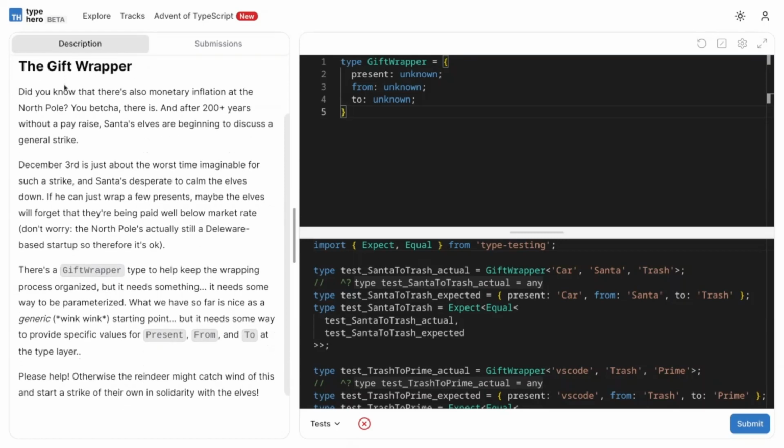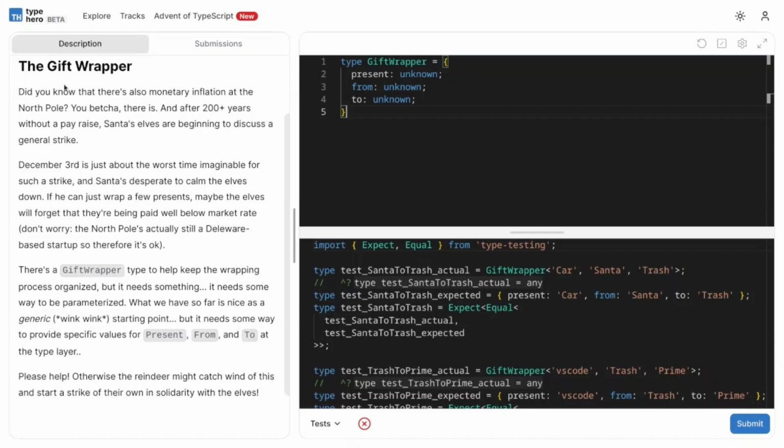Day 3 of Advent of TypeScript, the gift wrapper. Did you know that there is also monetary inflation at the North Pole? You betcha there is. And after 200 years without a pay raise, Santa's elves are beginning to discuss a general strike. December 3rd is just about the worst time imaginable for such a strike, and Santa's desperate to calm the elves down. If he can just wrap a few presents, maybe the elves will forget that they are being paid well below market rate. Don't worry, the North Pole is actually still a Delaware-based startup, so therefore it's okay.